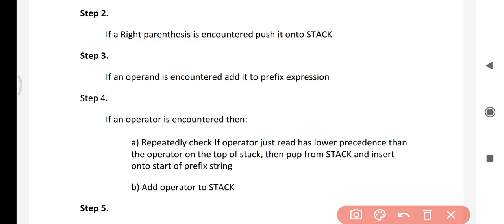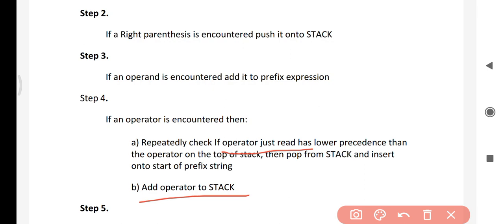Now the only thing remaining is the operator. For an operator you know that there are two conditions. The first condition is to add the operator to the stack when the operator just read has lower precedence than the operator on the top of the stack. Then we pop all the operators from the stack and insert them into the prefix string.